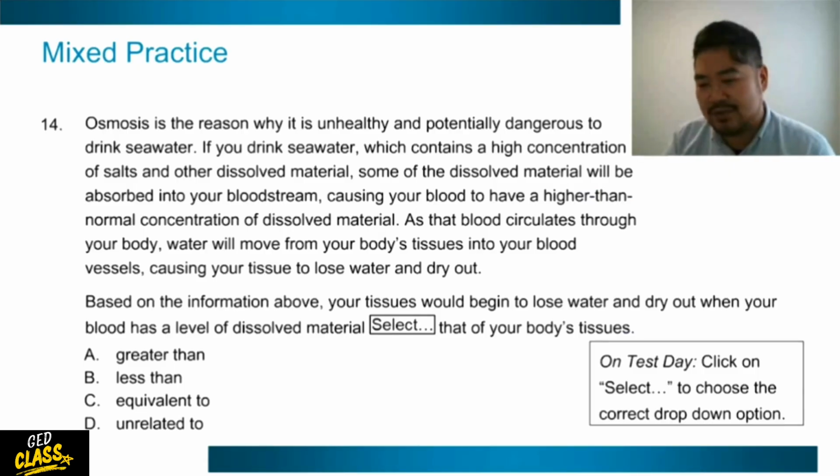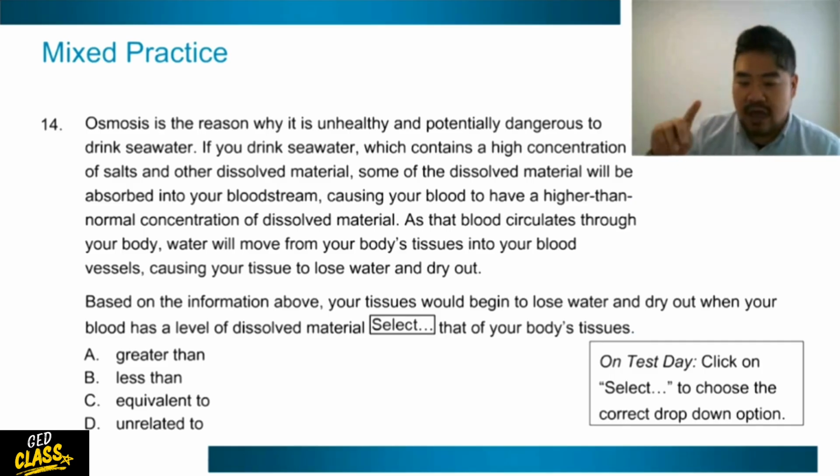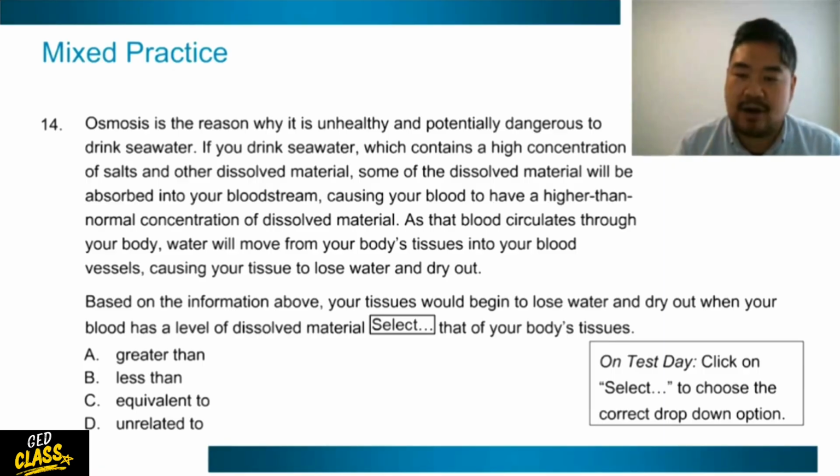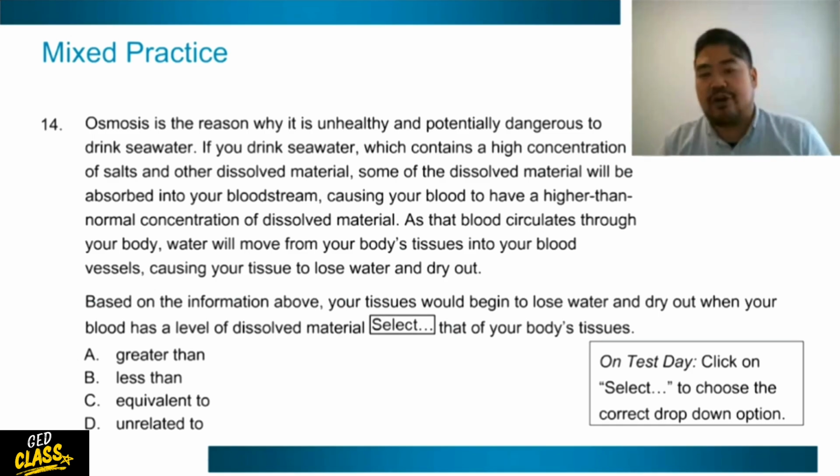By the way, if you see that note towards the bottom right corner, it says on test A, click on select. So this is where you'd have a blank here, but you'd click on a drop down arrow to indicate which, and once you click on that drop down menu, you'd see those 4 answer choices. But for now, try this question on your own, give yourself a minute, and after that, we'll go over this one together.